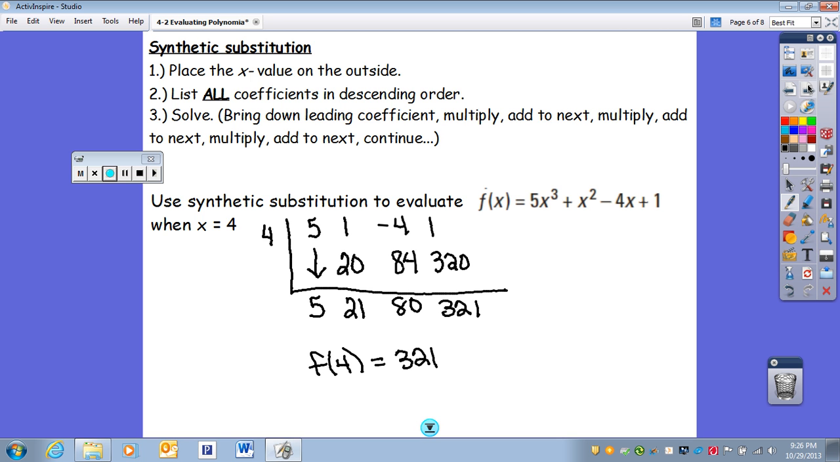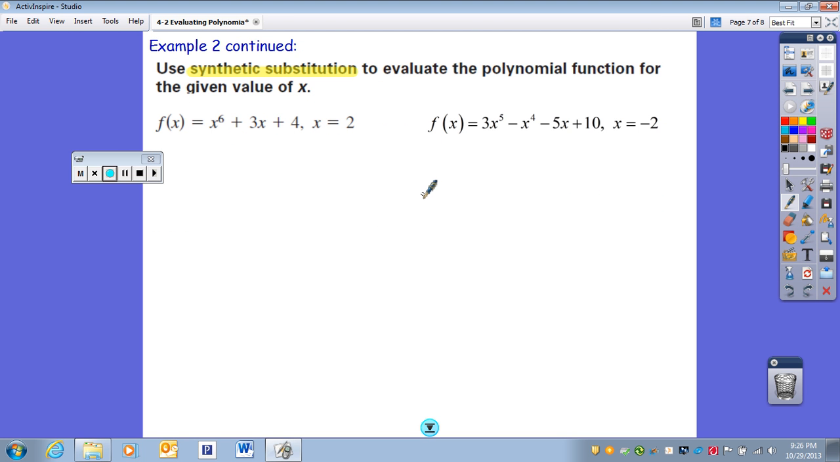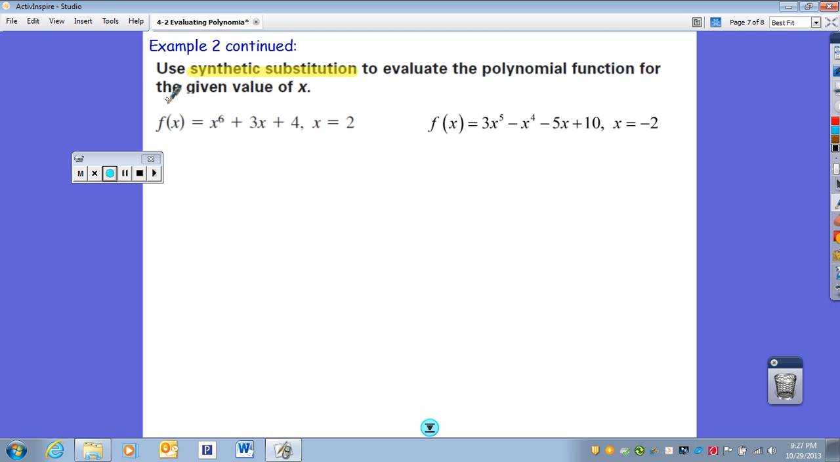We're going to practice another example using synthetic substitution. So my x value is going to be 2. So I'm going to put that on the outside and draw part of my box or my right angle. Then I'm going to list my coefficients in order. So I have x to the 6th. My leading coefficient is 1. I don't have an x to the 5th or an x to the 4th or an x to the third, or an x squared. But I do have an x and I have a constant term.